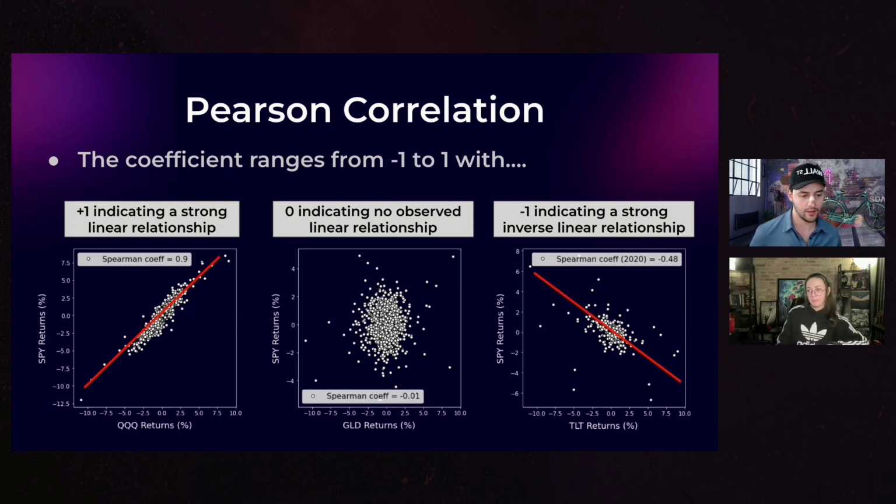Yes. Cool. And then in the middle, if we have a 0 for a correlation coefficient, that indicates no observed linear relationship. That means there might still be a linear relationship in there somewhere if we look at the data over different time frames or look at something else. But just from this data set alone, there's not necessarily a linear relationship, not an observed one at least. So here we're looking at SPY and gold, and we can see that we're just seeing a blob. There's no really distinct linear tendency here.